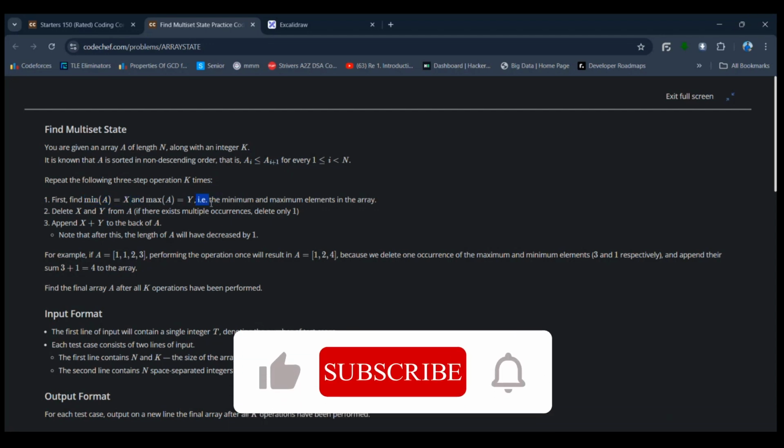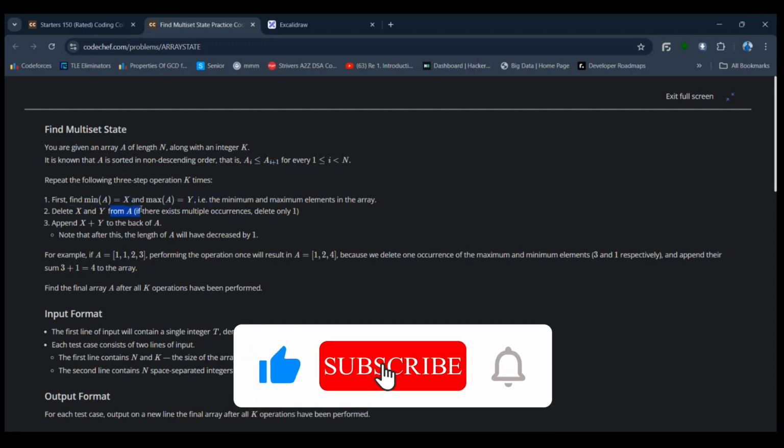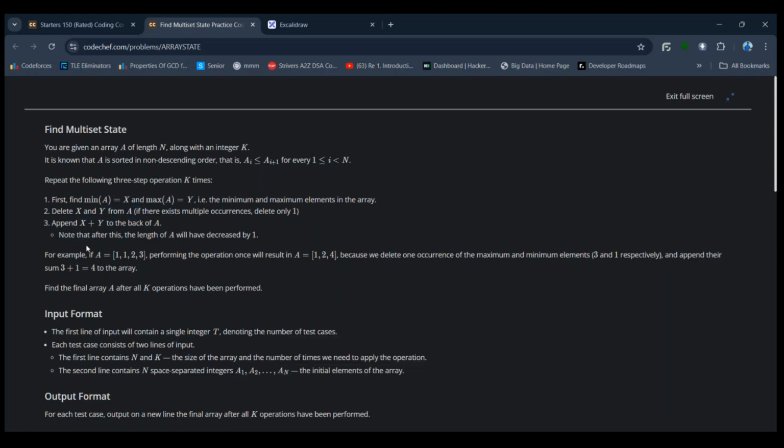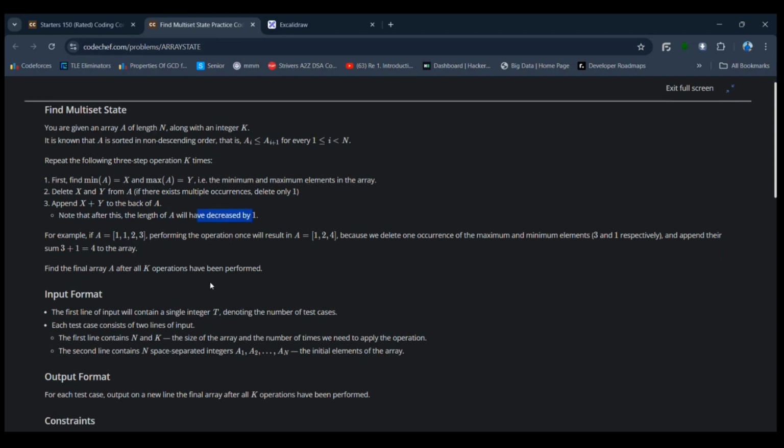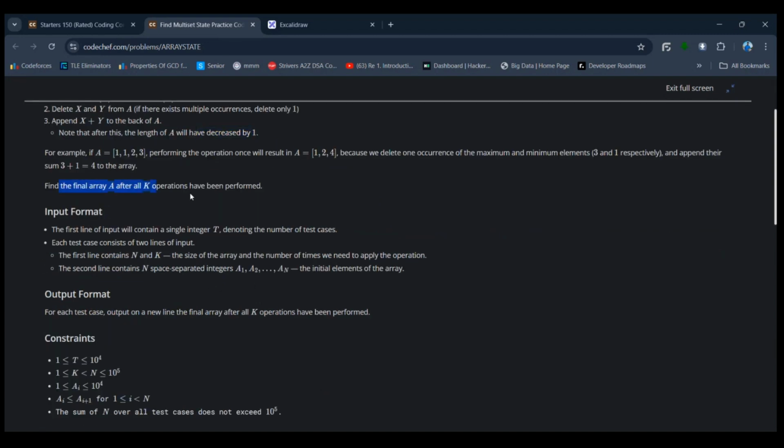Let's say that is X and Y respectively. And you have to delete X and Y from the array and append X plus Y at the back. Note that after this the length will be decreased by 1, of course. And finally you have to tell the final array after k such operations. So this is quite simple.